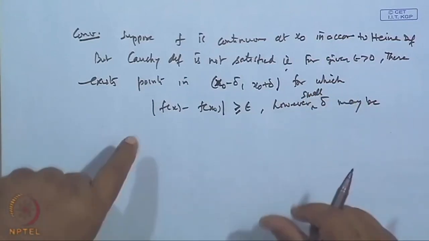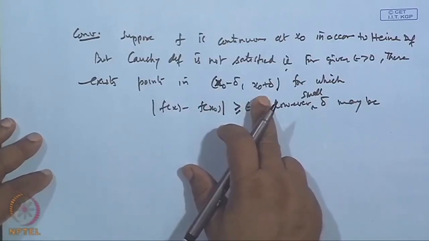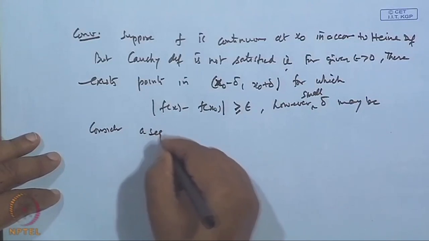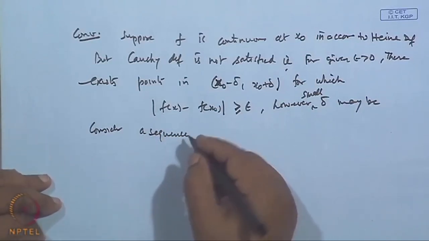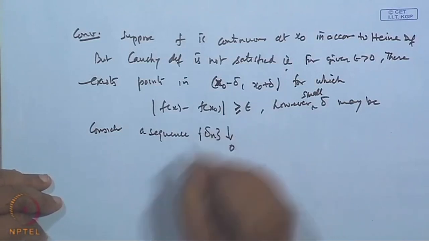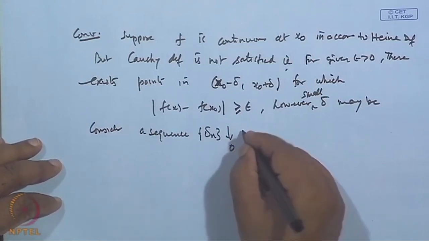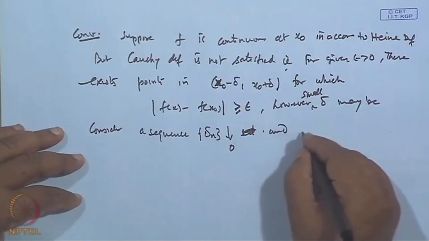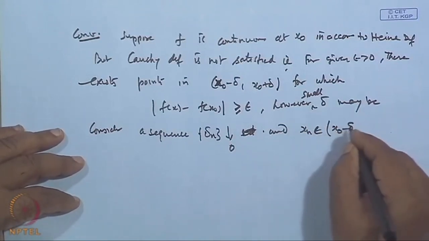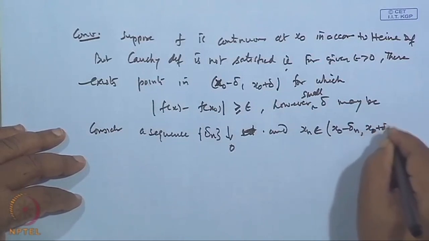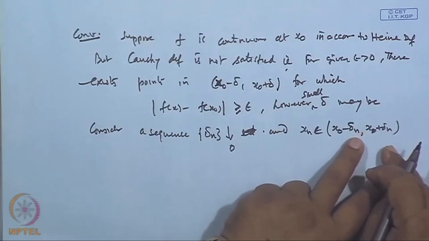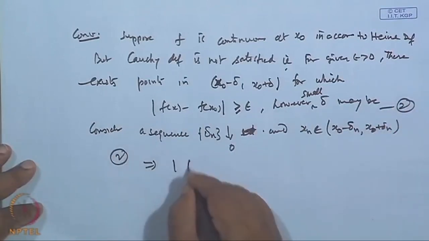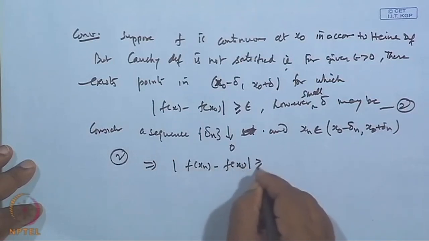So what do you mean by this? This means if you take a sequence in this interval, then consider a sequence delta n of decreasing nature, which decreases to 0, converges to 0, and let xn be a point belonging to x naught minus delta n, x naught plus delta n. If we take this point in this interval, then according to the second assumption, mod of f(xn) minus f(x naught) is greater than or equal to epsilon.